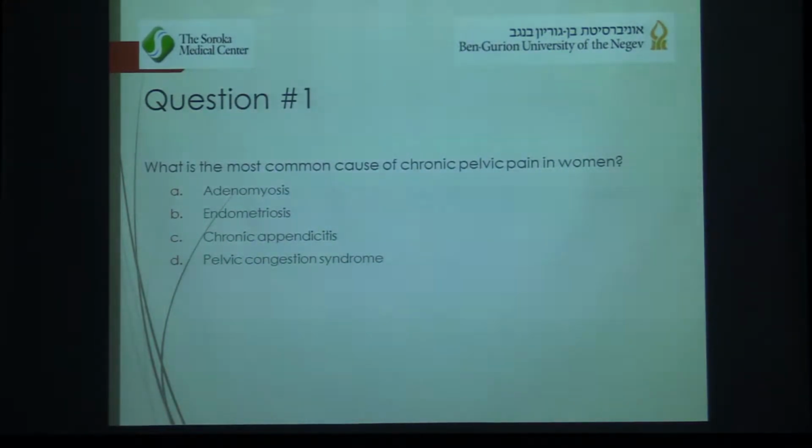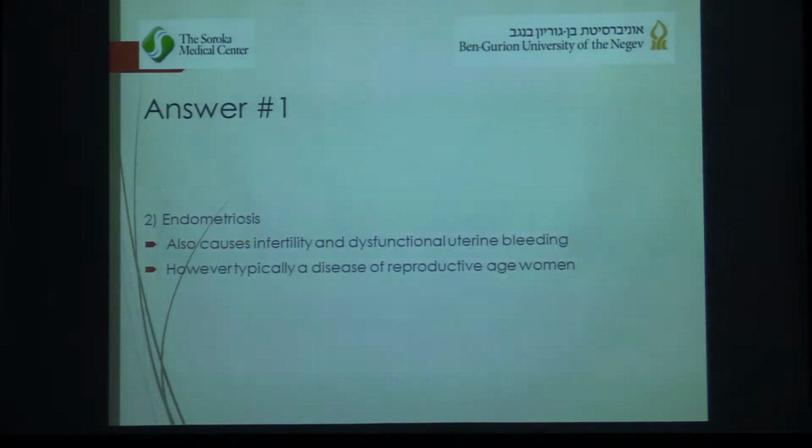So the first question: what is the most common cause of chronic pelvic pain in women? I think we can skip it. We've talked about it a lot today. So it's endometriosis, and it also causes infertility and dysfunctional uterine bleeding, but unfortunately, this wasn't really the age group. Our patient's a bit old for active endometriosis.